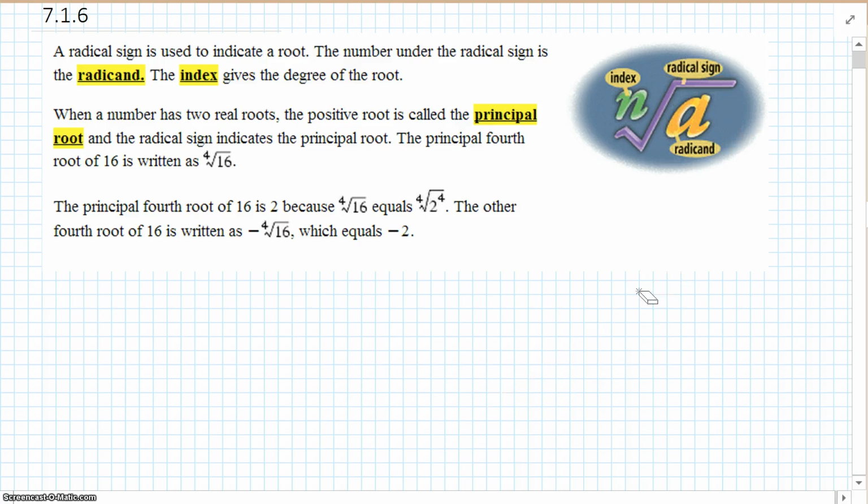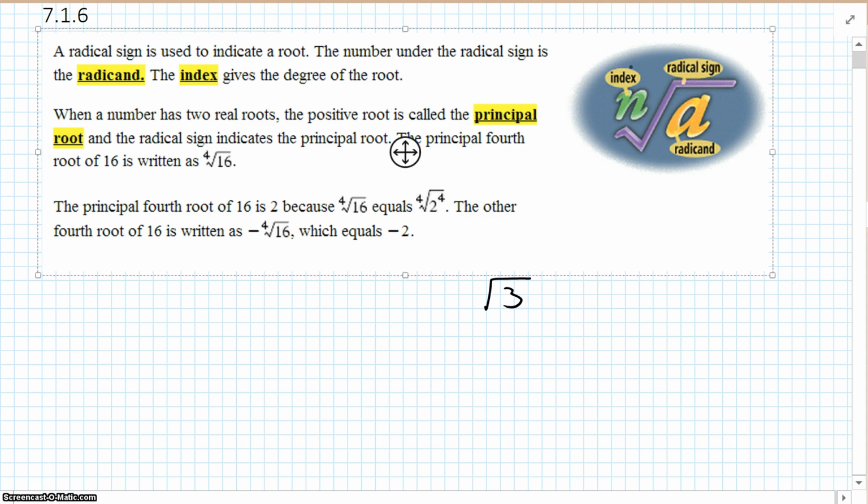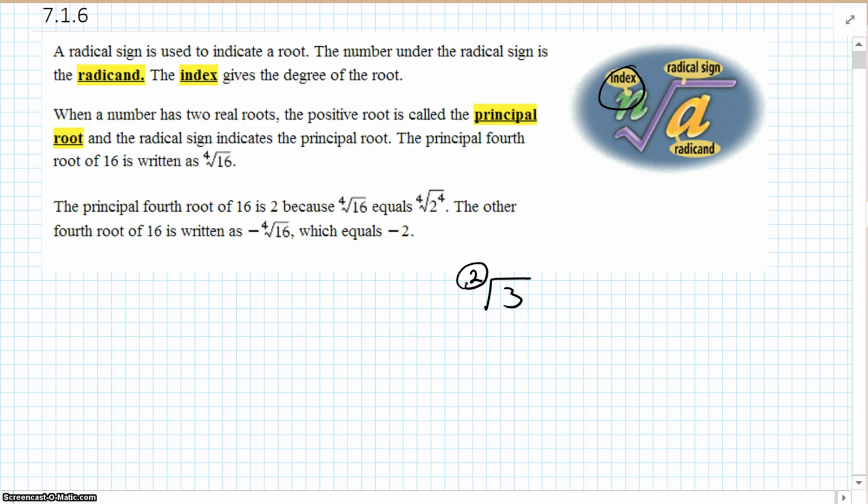Okay? So when I did this, and you told me that was the square root of 3, notice there's no index. It is automatically assumed the index is 2 on a square root sign. That's important to know because we're going to use that index in a little bit to explain our roots. Remember our cube root and our fourth root.